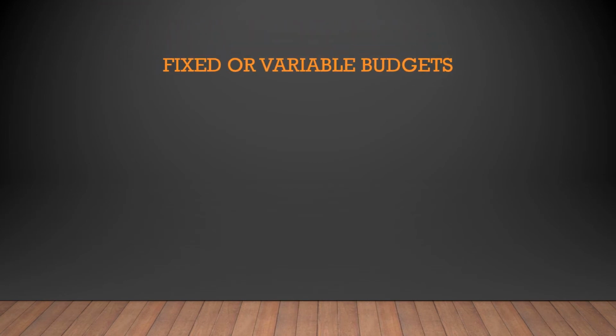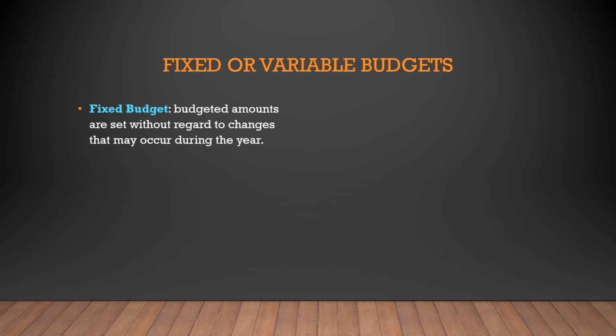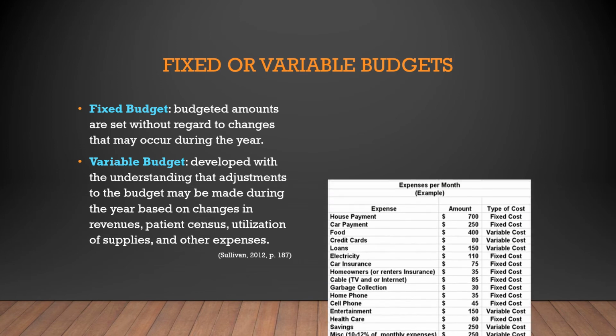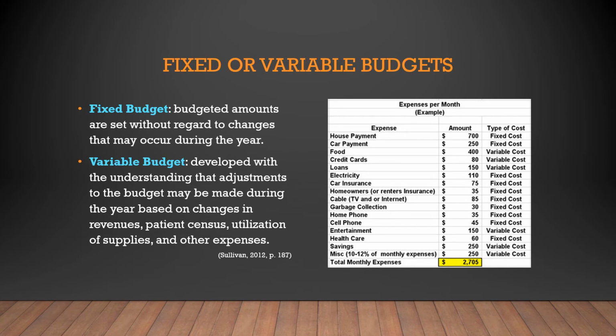There are also fixed and variable budgets. In fixed budgets, the amounts are set without regard to changes that may occur during the year. In variable budgets, the budget may be made during the year based on changes in revenues, patient census, utilization of supplies, and other expenses.